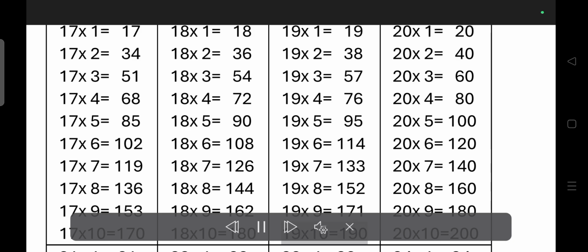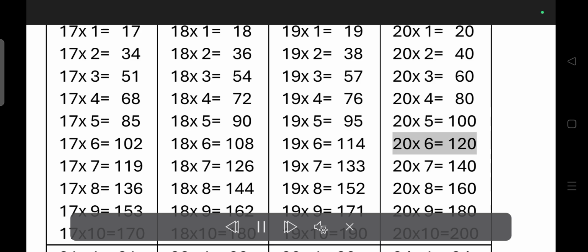171. 19 times 10 is equal to 190. 20 times 1 is equal to 20. 20 times 2 is equal to 40. 20 times 3 is equal to 60. 20 times 4 is equal to 80. 20 times 5 is equal to 100.